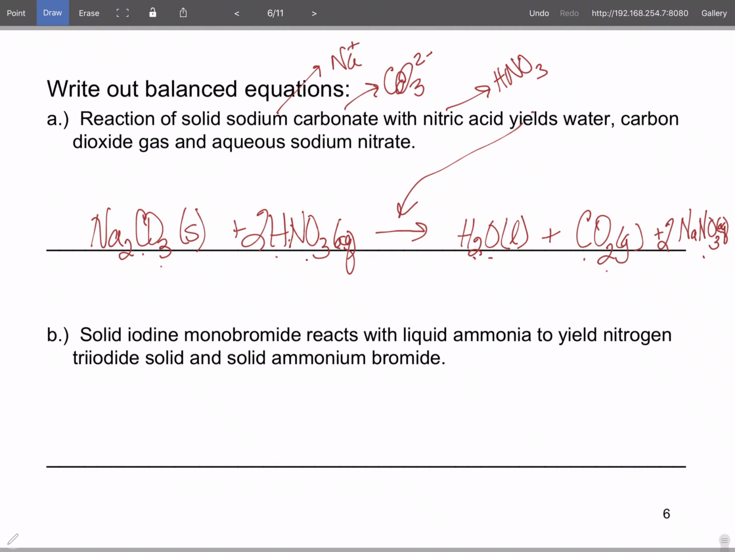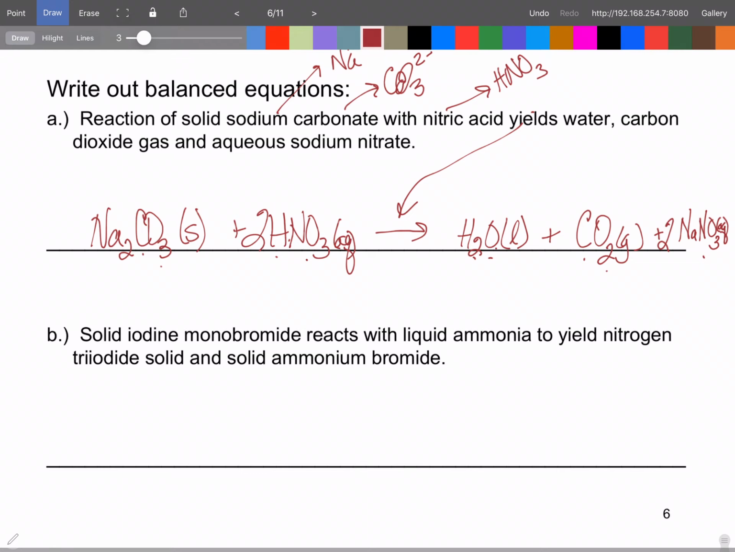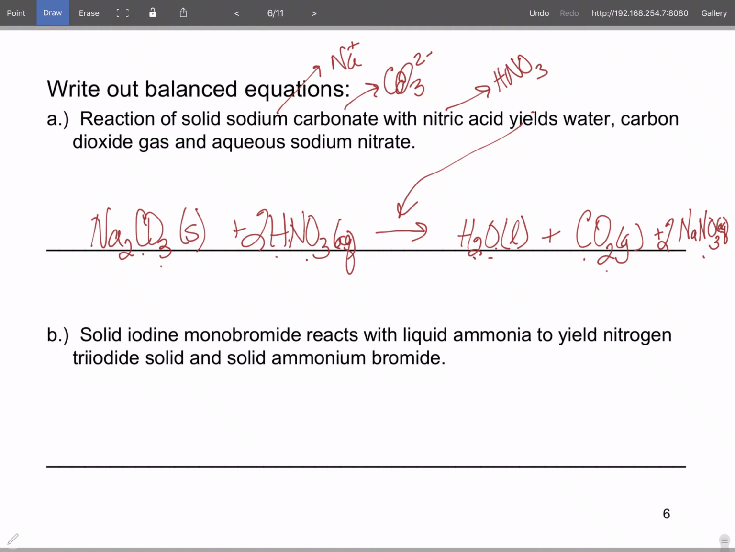So I'm going to double check it since I kind of messed it up. 2 sodiums, 1 carbon, 3 oxygens, 3 oxygens, 2 hydrogens, 2 nitrates, life is good. Okay, so this one is balanced. So let's move on to the next one.